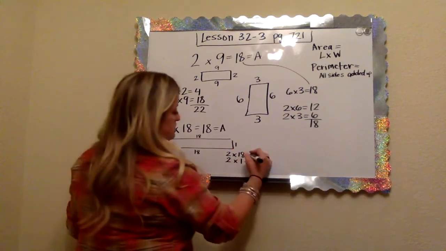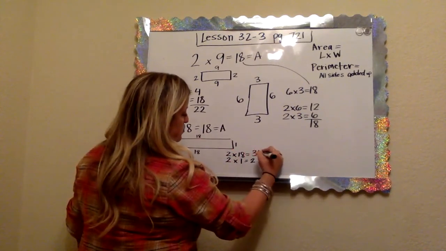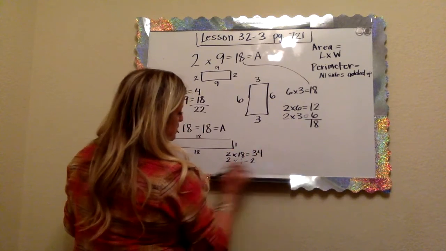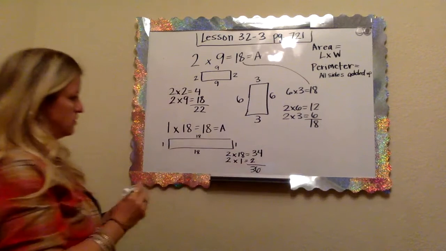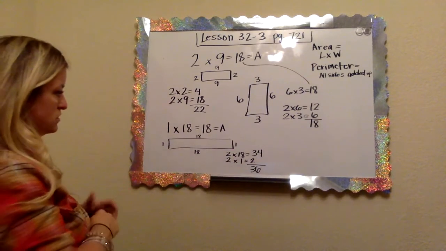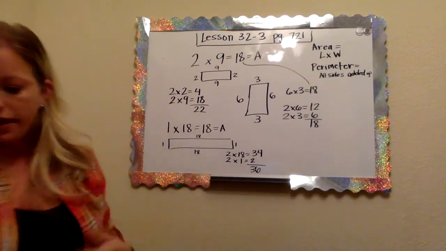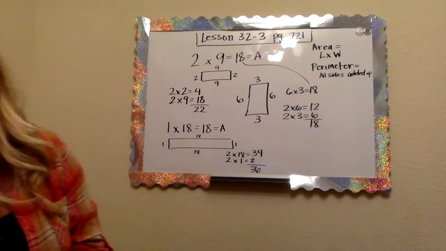Let's see, this is 34. So it would be 36. Way different. Okay, that's just another example for you.